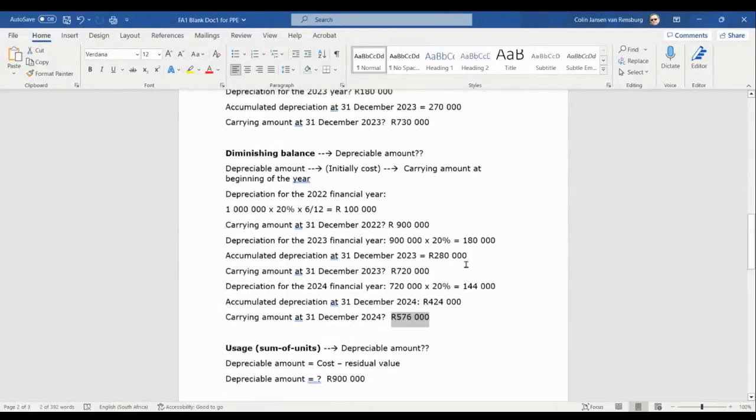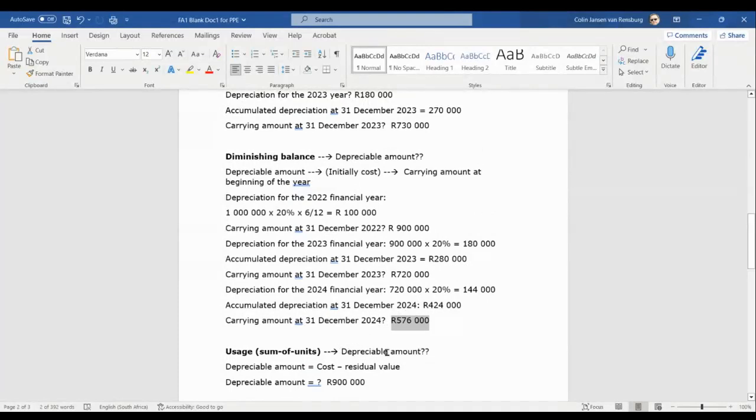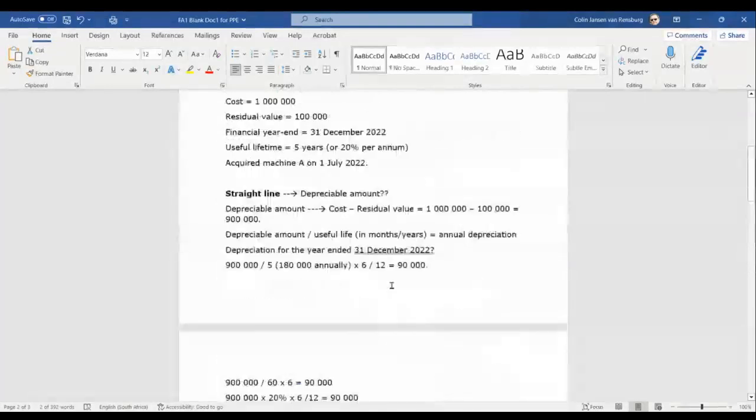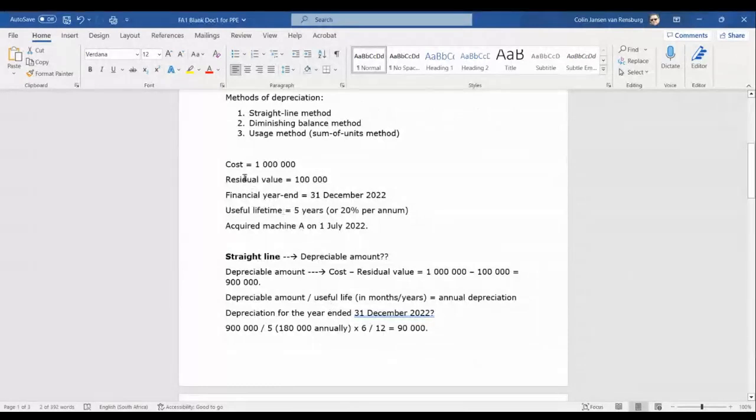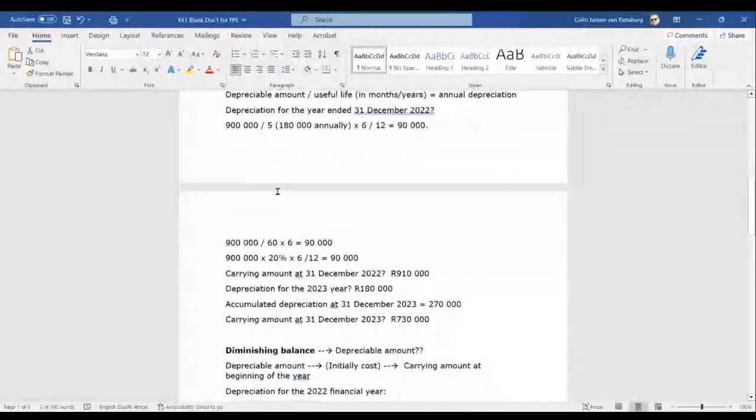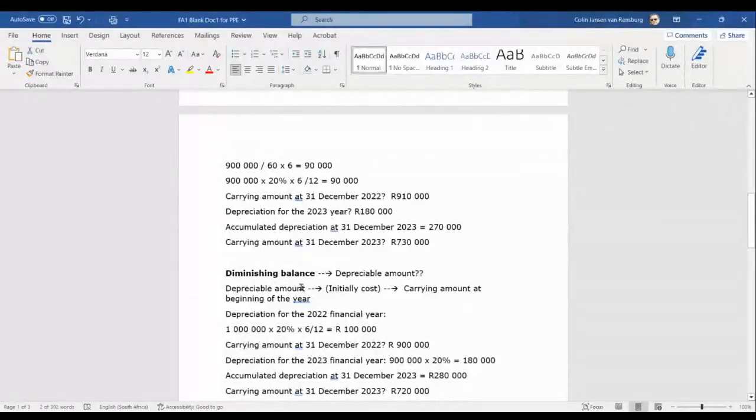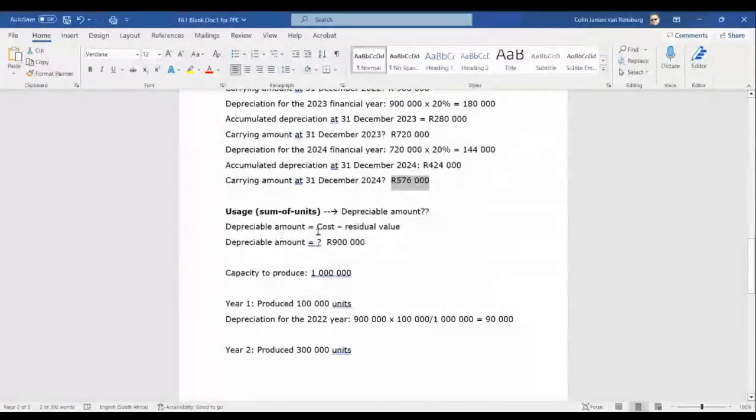So anyway, the usage method, ladies and gentlemen. Again, we've got to determine the depreciable amount first. We've already said that the usage method doesn't use time as the basis of depreciation, but rather the capacity that the asset has, its ability to produce products for us. That is why this method is so appropriate for plant and machinery. The depreciable amount is calculated in exactly the same fashion as for the straight line method. You estimate a residual value up front and deduct it from the cost, and that provides you with a depreciable amount. The depreciable amount is again the cost less the residual value.